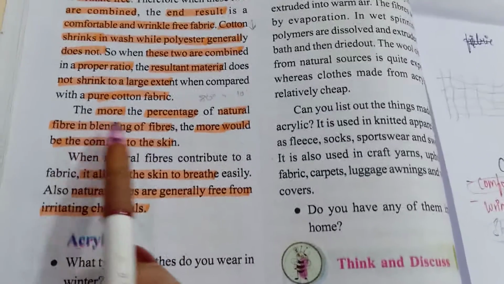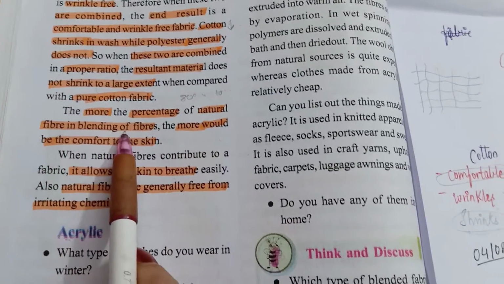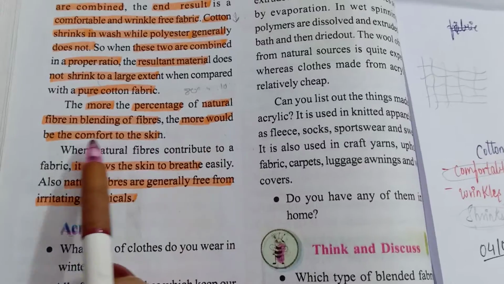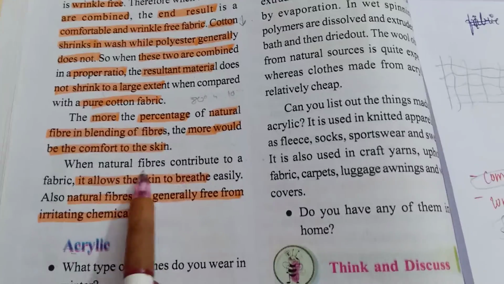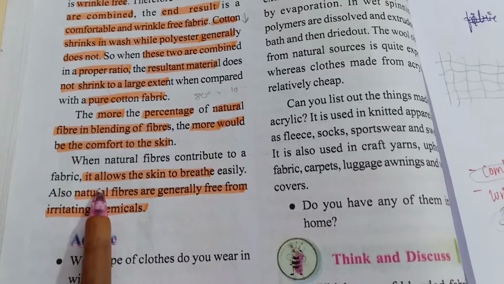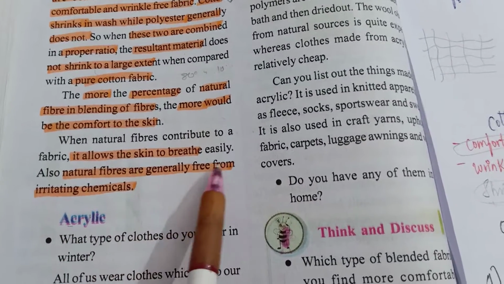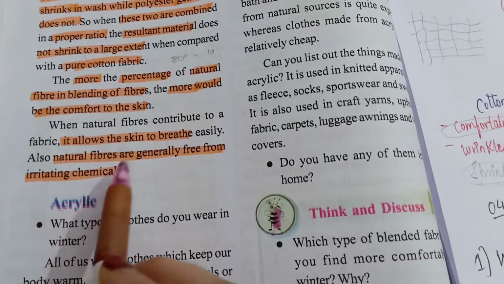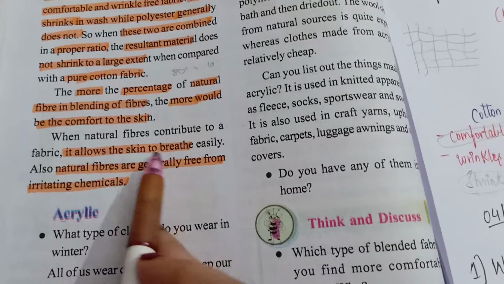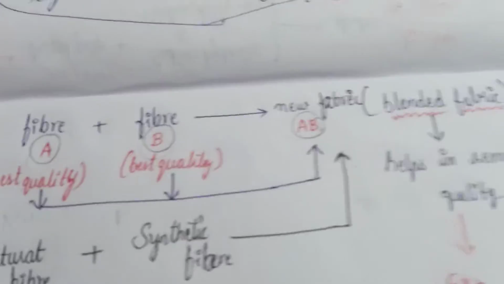As I said, the more the percentage of natural fiber in blends of fibers, the more comfortable it would be to the skin. Okay? And when natural fibers contribute to the fabrics, it allows the skin to breathe easily. Also, natural fibers are generally free from irritational chemicals. As natural fibers means it is natural, it is free from chemicals, so it allows the skin to breathe easily.